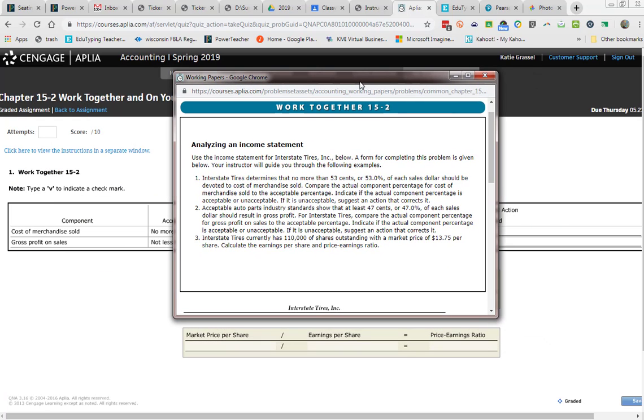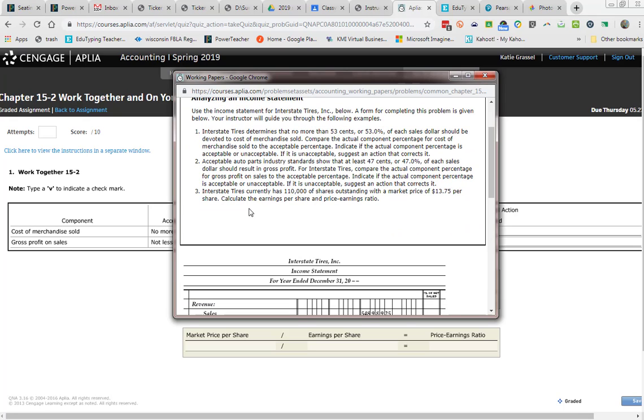Turn the numeric keypad on. You learned something today. Okay, now number 2.